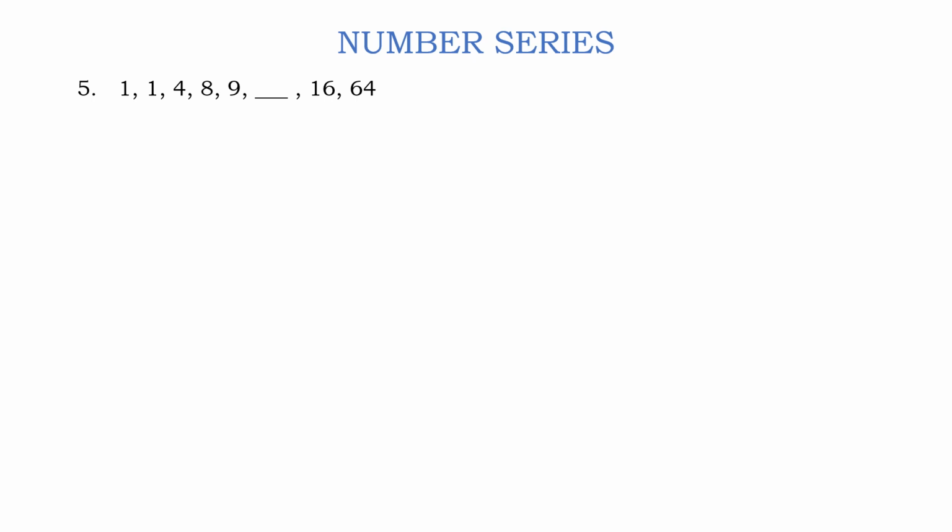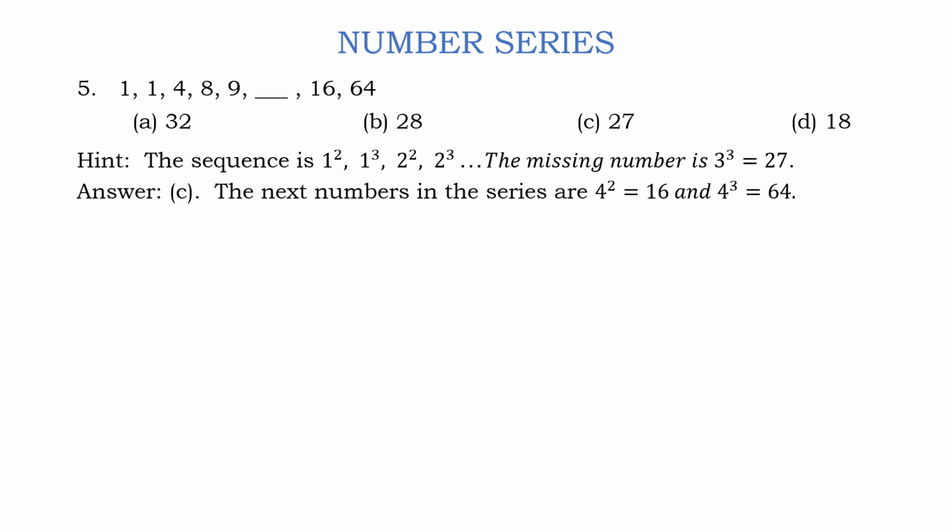This one is somewhat tricky. 1, 1, 4, 8, 9, blank, 16, 64. Here if you take these numbers in the series as pairs, then 1 and 1 are 1 square and 1 cube. 4 and 8 are 2 square and 2 cube. Then 16 and 64 are 4 square and 4 cube. Then this pair should be 9 and the blank, 3 square and 3 cube. So 3 square is 9, 3 cube is 27. So the answer is C.